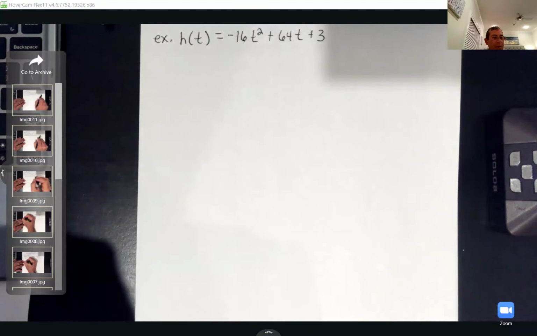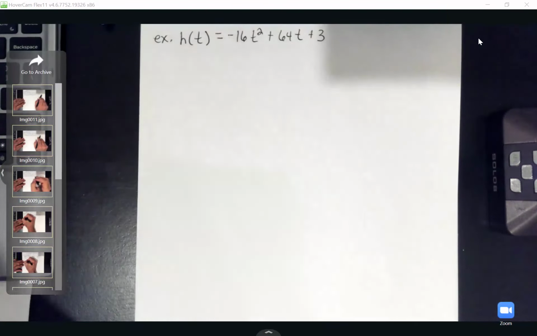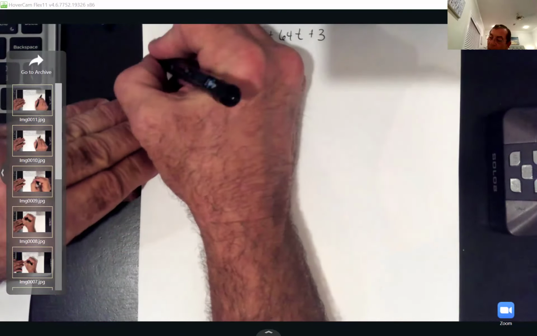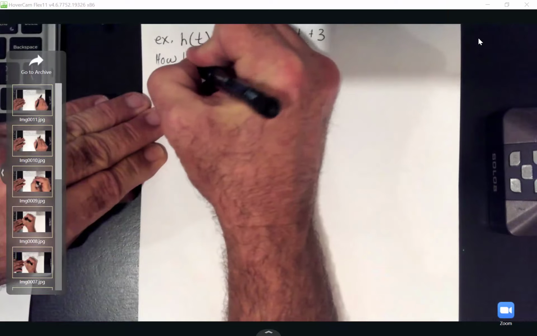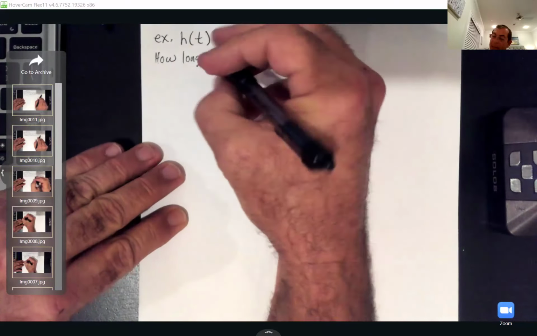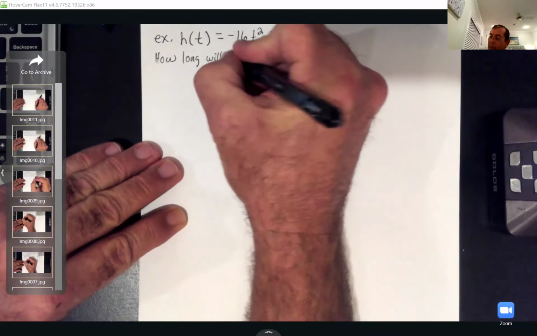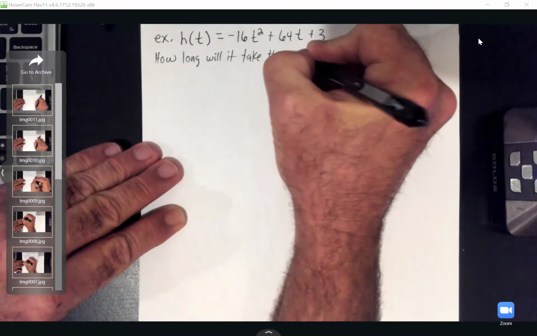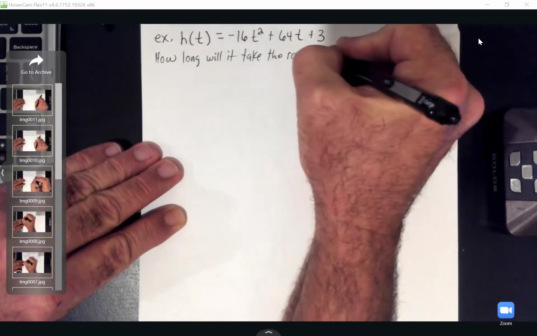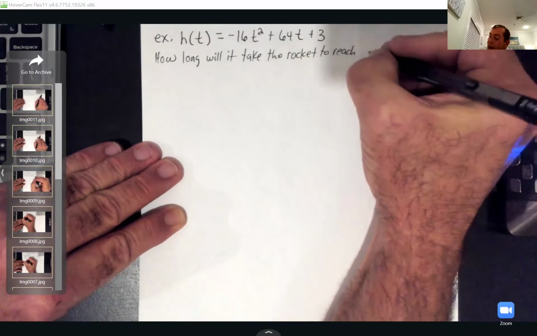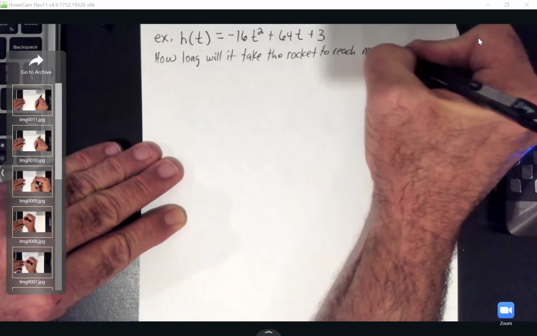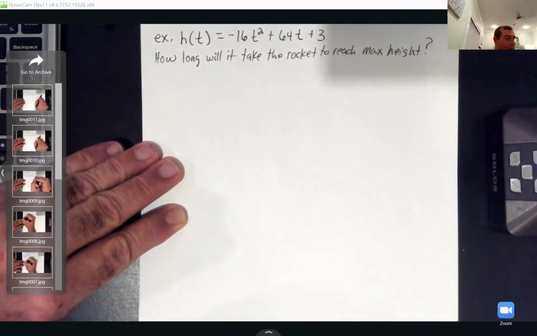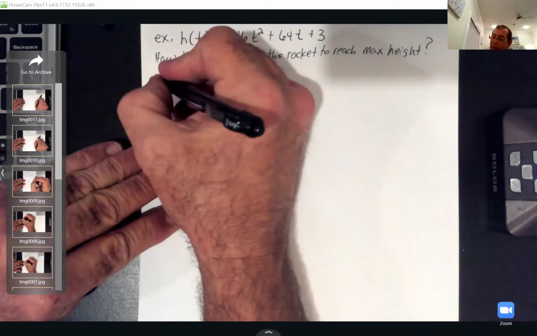Now, let me see what they want on that one. They want to know how long will it take the rocket to reach maximum height. Then they want to know, what is the maximum height?